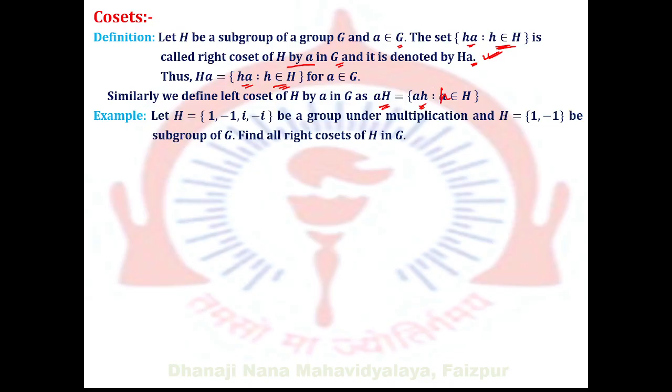Now consider the examples. Let G be the set containing 1, minus 1, i, minus i, a group under multiplication, and H is equal to the set containing 1 and minus 1, a subgroup of G. We have to find all right cosets of H in G. So here we multiply elements of H by elements of G on the right hand side.